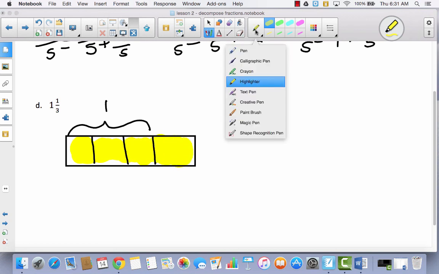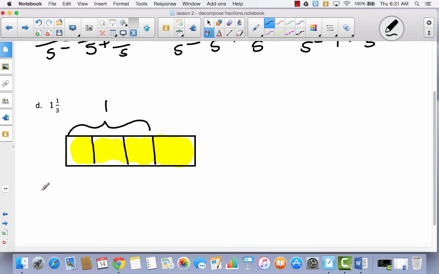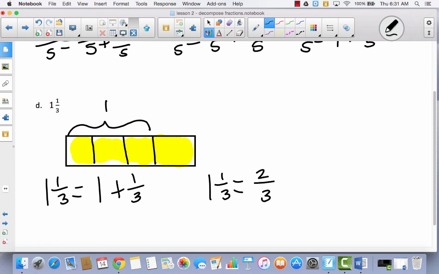And now I have to come up with 3 number sentences. So I've got 1 and 1 third equals 1 plus 1 third. See if you can come up with 2 more. All right, so 1 and 1 third. I'm going to use my model this time. I'm going to say 2 thirds plus 2 thirds. And then I'm going to say 1 and 1 third equals 3 thirds plus 1 third.